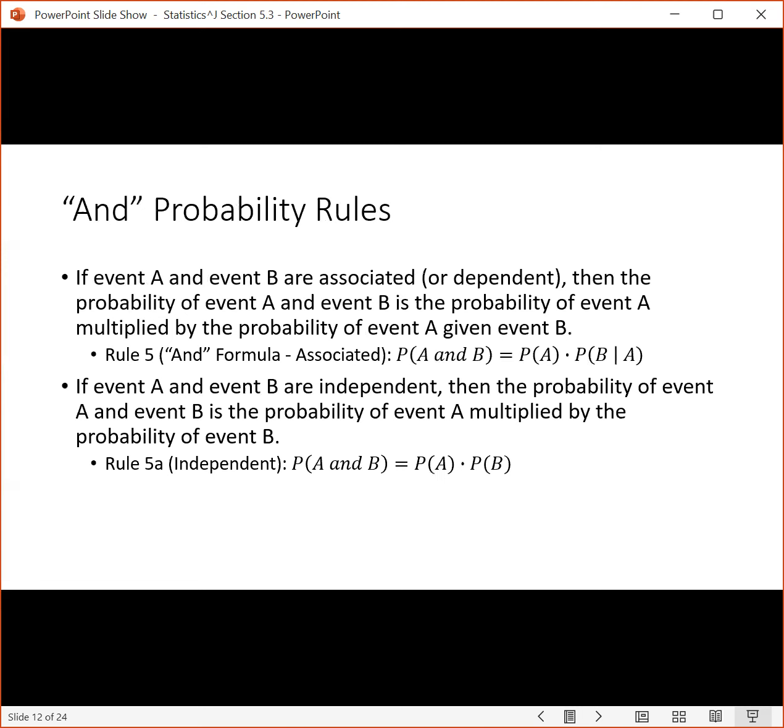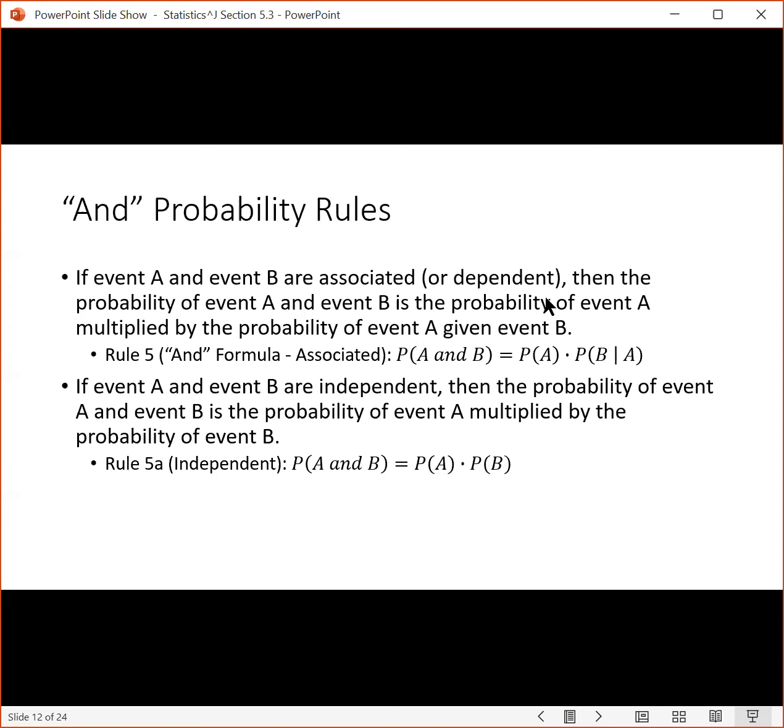All right, and so using independent versus associated, we can define some and probability rules. In the last section, we defined or probability rules. We couldn't do it in that section, but in this section, we can define and probability rules. If event A and event B are associated, meaning that the outcome of one affects the outcome of the other, the probability of event A and event B is the probability of event A multiplied by the probability of event A given event B.